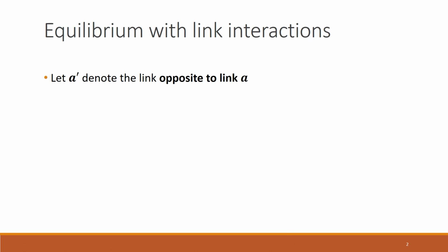So, these two directions we can represent by two separate links. Let A dash denote the link opposite to link A. You can think that A dash dash will then again be link A, because this dash operator denotes the link opposite to a link. So, the link opposite to the one which is opposite to A will be link A only.